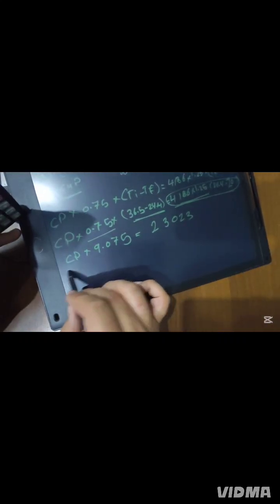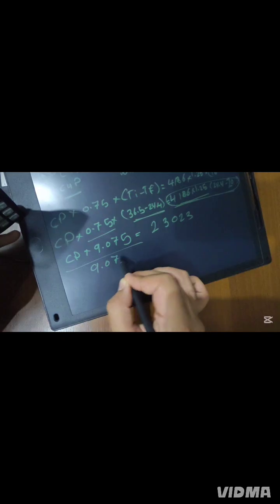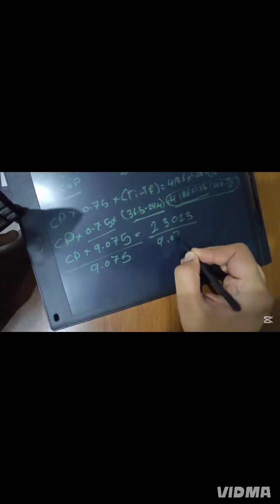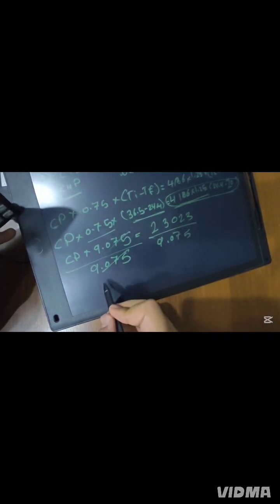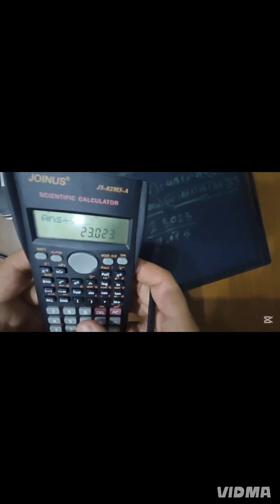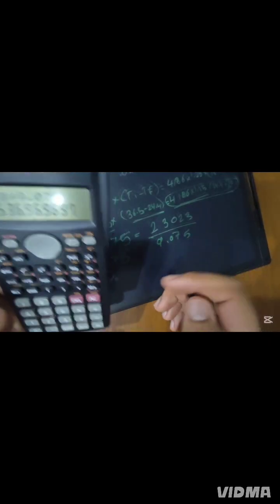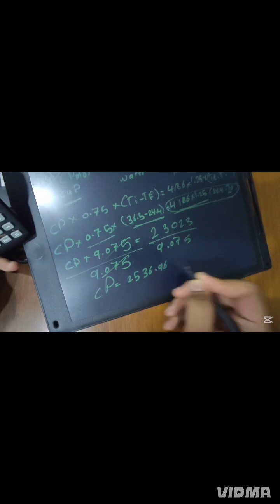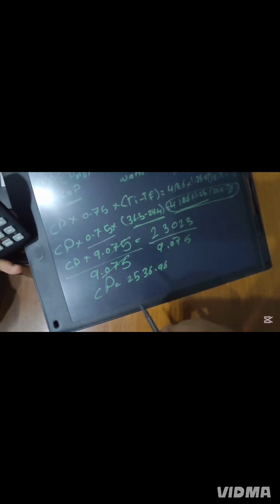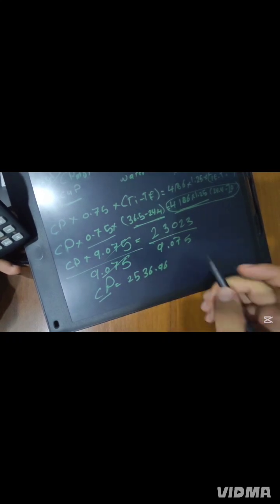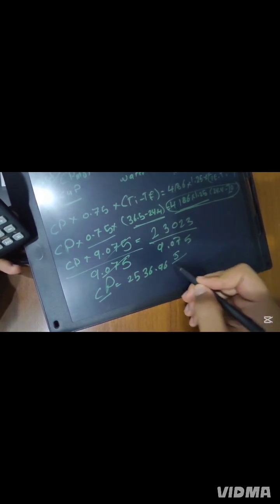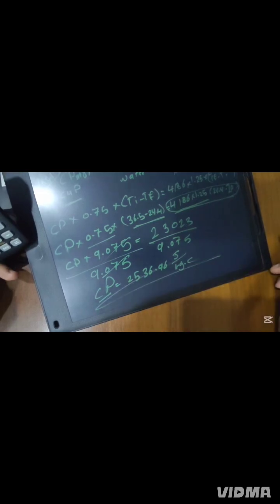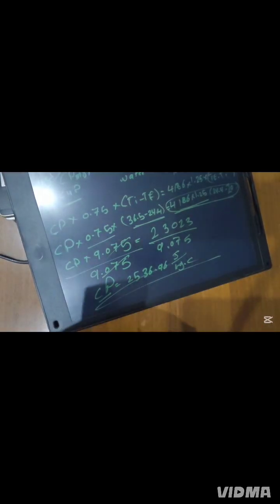How to find Cp? Divide both sides by 9.075. These two numbers are going to be cancelled, and Cp is equal to this number divided by 9.075. The answer will be 2536.96. This is the specific heat capacity result. But what was the unit of specific heat capacity? Please don't forget it for the exam. The unit of specific heat capacity, we said, is joule per kilogram Celsius. And this is the answer of question 4.